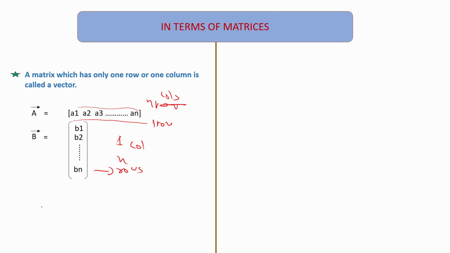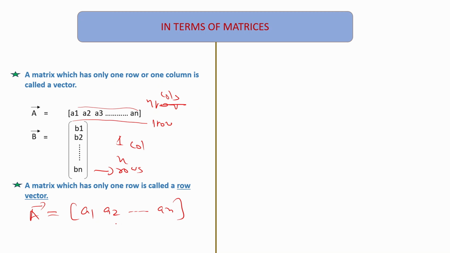Now a matrix or a vector which has only one row is called a row vector. Now this row vector can have only one row, but it can have any number of columns. For example, we take vector A and we have only one row. So we say A1, A2 up to AN. Now these are n number of elements in it, but it has only one row, and you can say it has n number of columns.